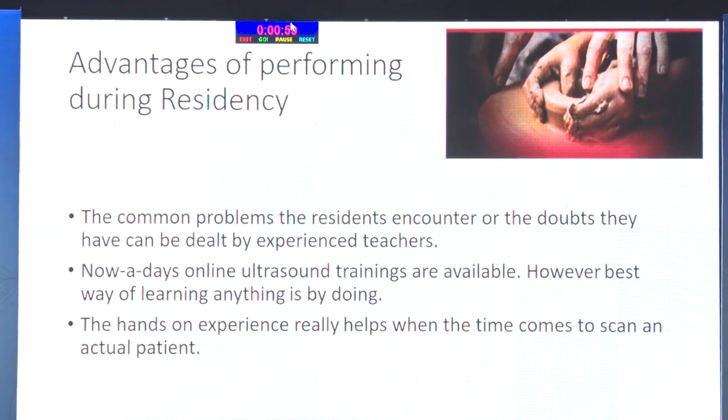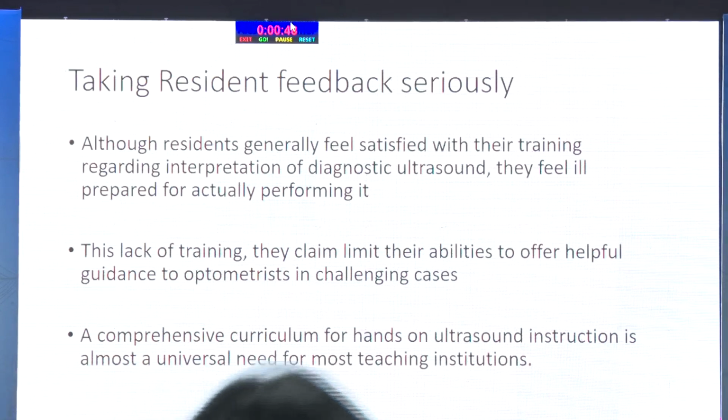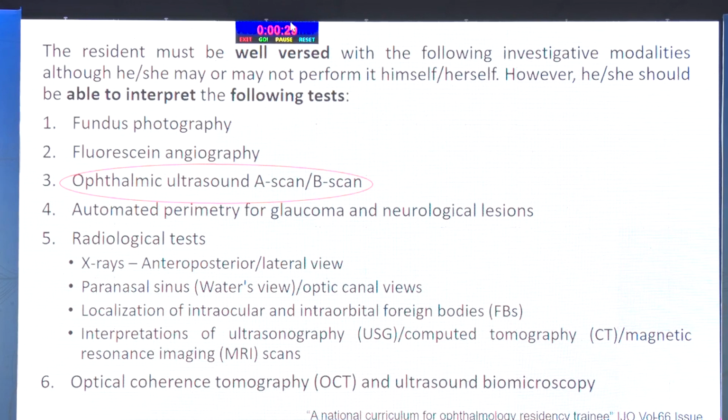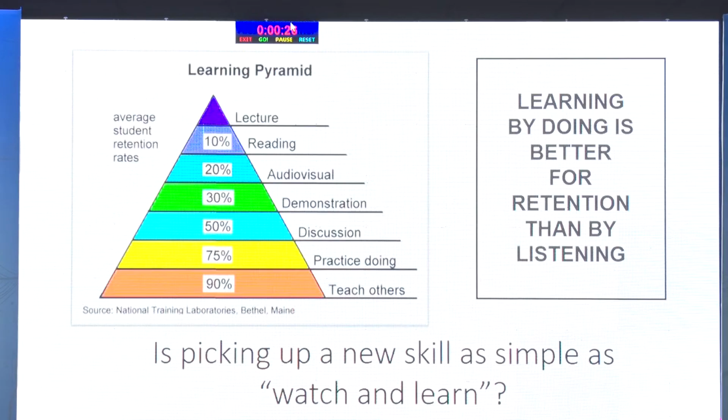There are certain advantages of performing these during residency. They can have supervised training, and they can know all the problems and get them clear. The hands-on experience really helps when the time comes for an actual patient. Taking residents' feedback, they tell that they feel satisfied with the training regarding interpretation, but the lack of training, they said, limits their ability to offer helpful guidance to optometrists in challenging cases. So a comprehensive curriculum for both hands-on and ultrasound A and B scan instruction is almost a universal need, and that is also mandated by the national curriculum, where ophthalmic A scan and B scan are a must.